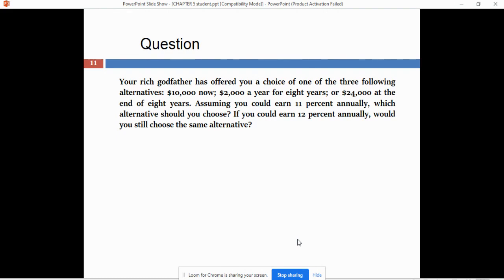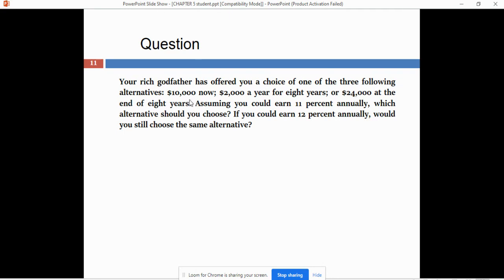All right, so class, let's start with the next question. Your rich godfather has offered you a choice of 10,000 now, or 2,000 a year for the next 8 years, or 24,000 at the end of the 8th year. So which one are you going to choose? So you tell your uncle, just wait for a while. Let me do some calculation, and I will let you know exactly what is my decision. Right? It's better in that sense.